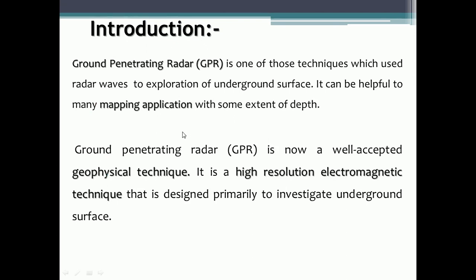Now, what is actually the meaning of ground penetrating radar? As we saw in the first slide, it is one of the techniques used. The radar waves are nothing but electromagnetic waves transmitted to the underground surface. It helps to get a mapping of the below earth surface, to any depth that is required. Whatever features are there, we can collect them using this ground penetrating radar.